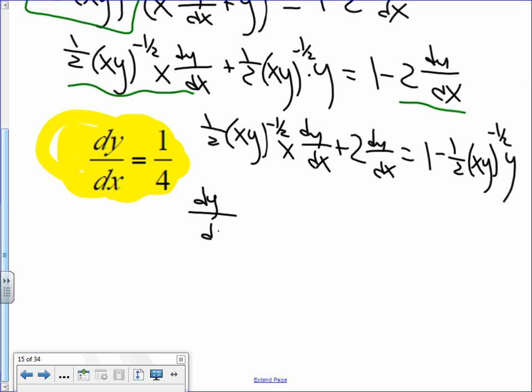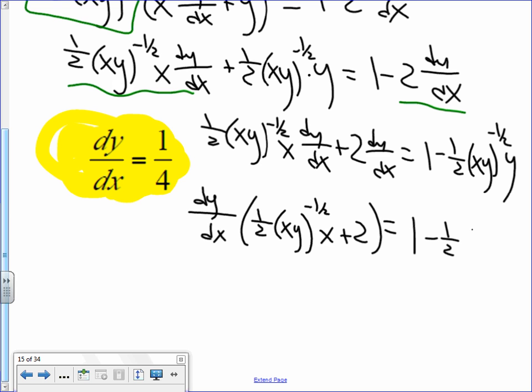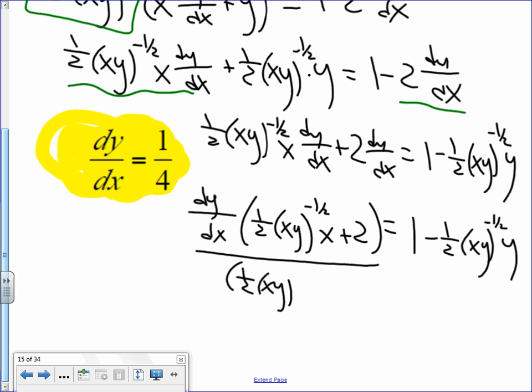Factor out the dy dx. So we have 1/2 xy to the negative 1/2 times x plus 2. And then we're going to be able to divide. Oh, okay. Well, that's not bad. I'm going to finish it up because maybe Jillian will want to know. She's at home today.